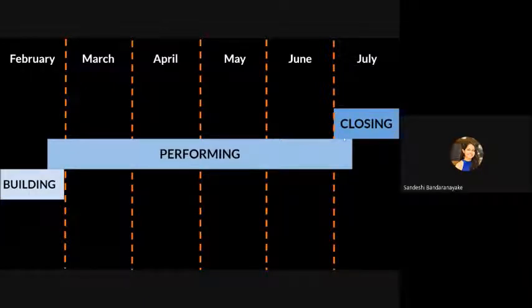All right, now keeping these phases in mind, we'll delve a little bit deeper into each phase, okay? So earlier I said there are 9 team standards. The 9 team standards are actually divided equally under these phases. So we have 3 team standards for building, 3 for performing, and 3 for closing.